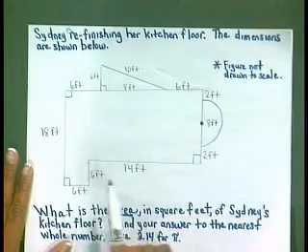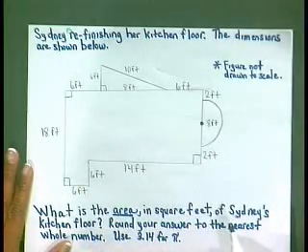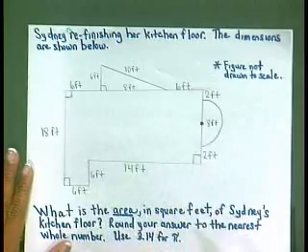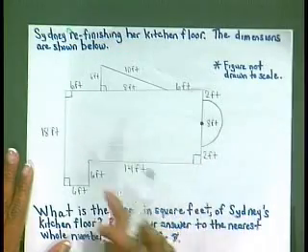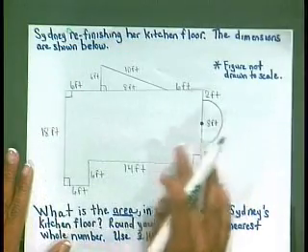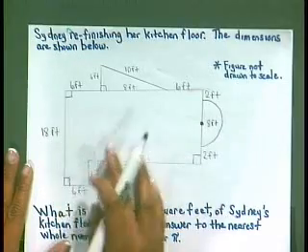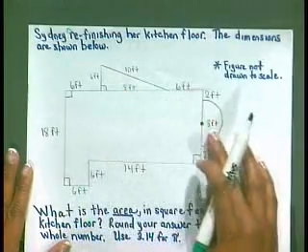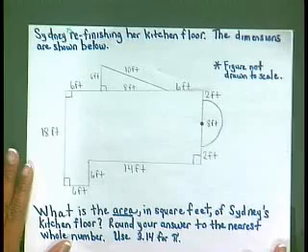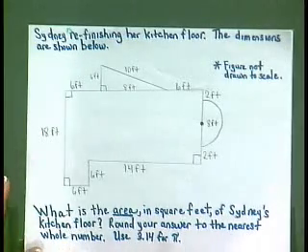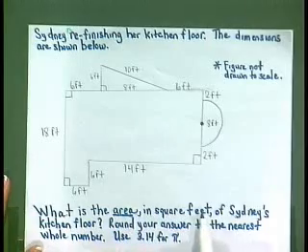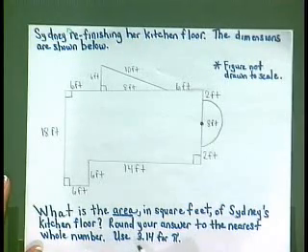Okay, now again, if we look at our composite figure, we see that there are a variety of shapes in our composite figure. I see a rectangle, we have a square, we have a triangle on top, and we have a half circle on the right hand side. So how do we do this? The question is, what is the area in square feet of Sydney's kitchen floor? Round your answer to the nearest whole number. Use 3 14/100 for pi.